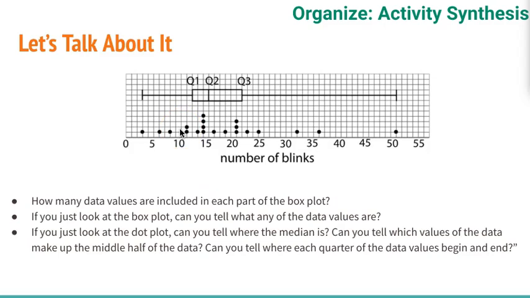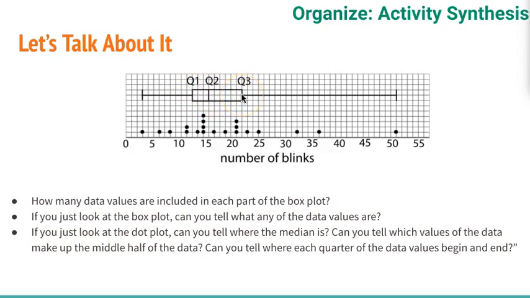So if you just look at the box plot, can you tell what any of the data values are? Well, you can tell what the median is, you can tell what the minimum and the maximum is, and you can tell that at least half of the information falls between these two parts, but that's it. You can't tell specific data values beyond those 3 points that are marked there.